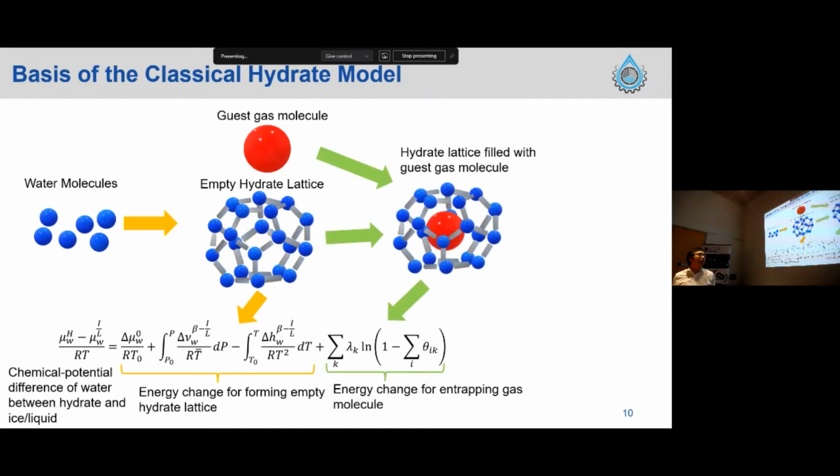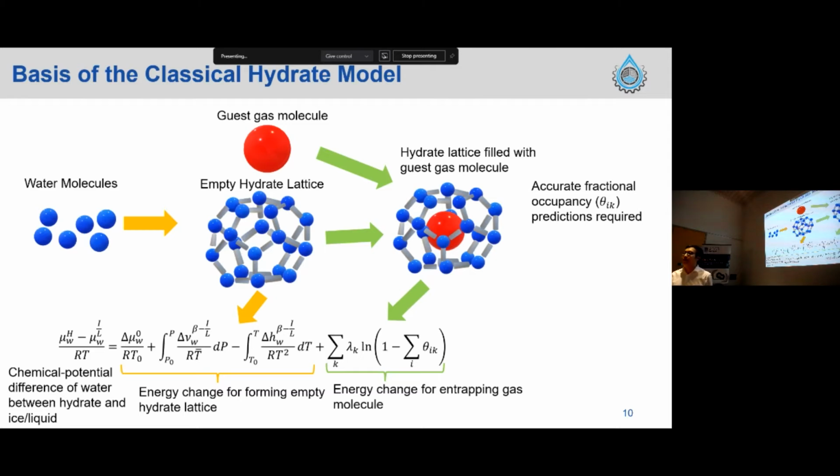The second part of hydrate formation is related to where does the gas molecule go, and this is the gas molecule is trapped within the various cages of the hydrate lattice. And so this process of trapping the gas molecule within the cage also has an associated energy change. And so when we come to tuning hydrate models, we either look at improving the description of the empty hydrate lattice itself, or improving the description of how these gas molecules interact with the hydrate cages and how they occupy them.